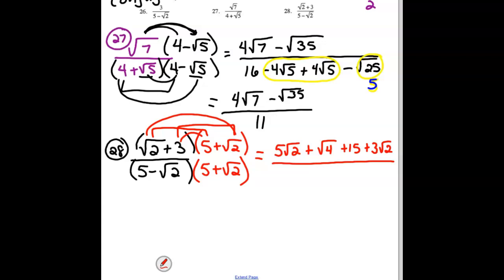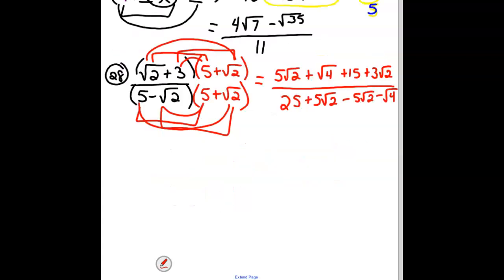For the denominator, FOILing this out, 5 times 5 is 25. Outsides, we end up with 5 times root 2. Insides, we end up with a negative 5 root 2. And our last term, we end up with negative times positive, so negative, and root 2 times root 2 is root 4.